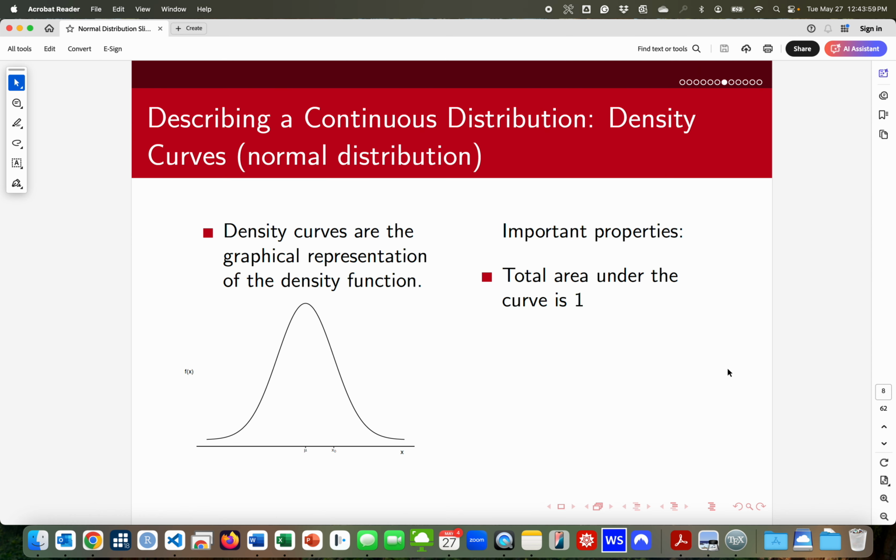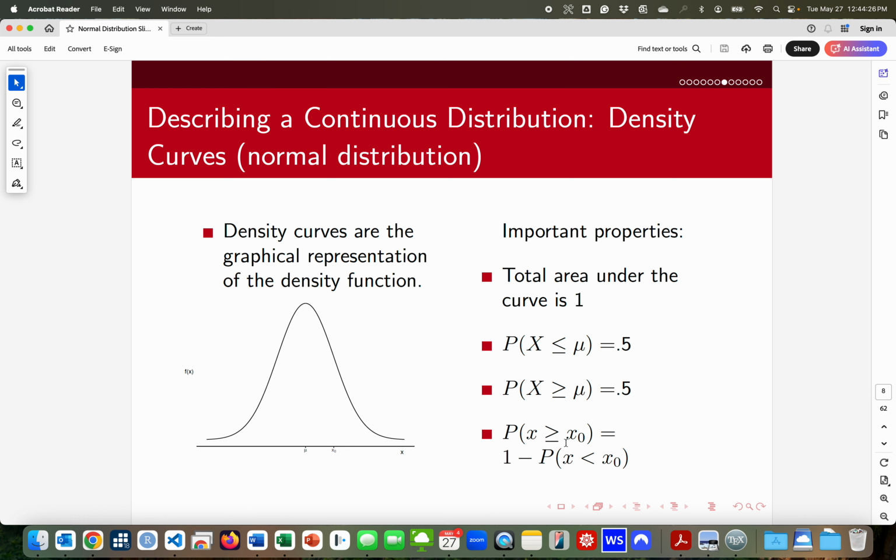There are a couple important properties of the normal distribution. Actually, of any distribution, this one's true for everything. The area under the curve is 1. For something that's symmetric, like what we have right here, the probability that x is less than mu is 0.5. So the total area under that curve to the left of mu is 0.5. The area under that curve to the right of mu is 0.5 as well.